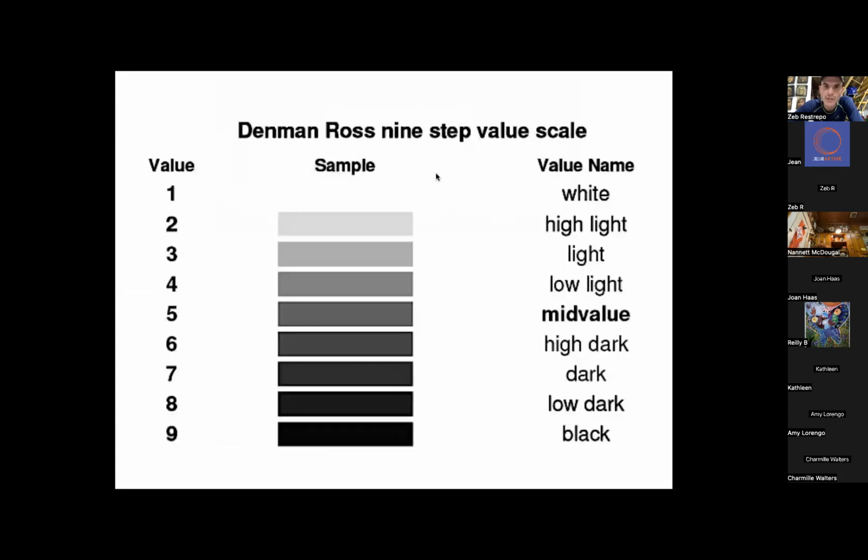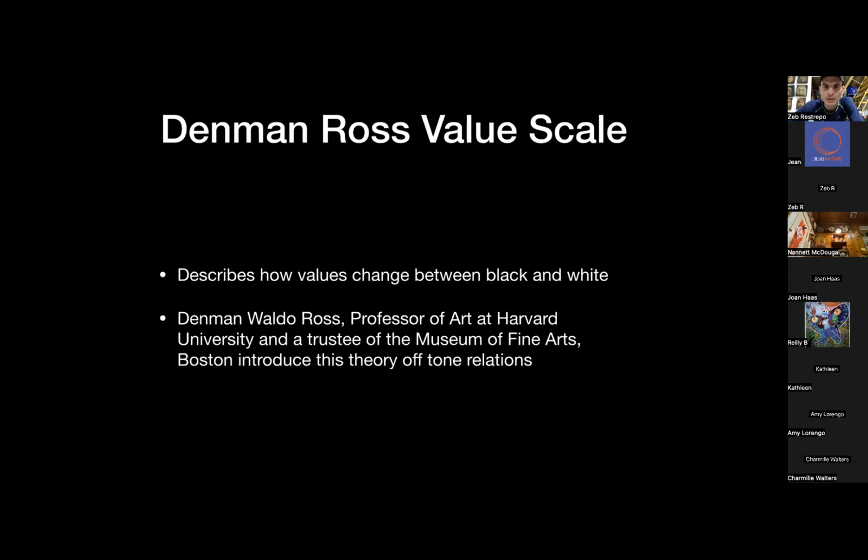And then this is another diagram that I wanted to incorporate just because I felt it was much more comprehensive than the previous one. The Denman Ross value scale describes how values change between black and white. Denman Waldo Ross, professor of art at Harvard University and a trustee of the Museum of Fine Arts, Boston, introduced this theory of tone relations.